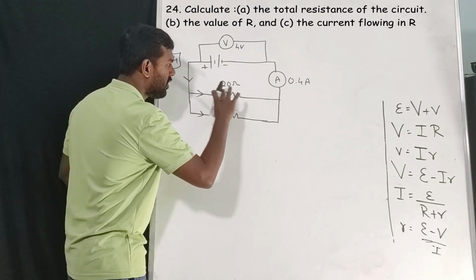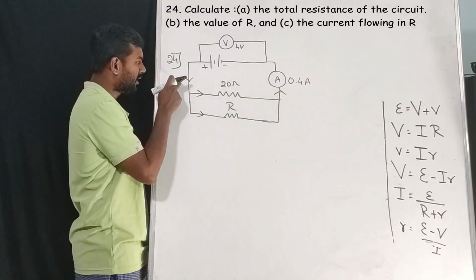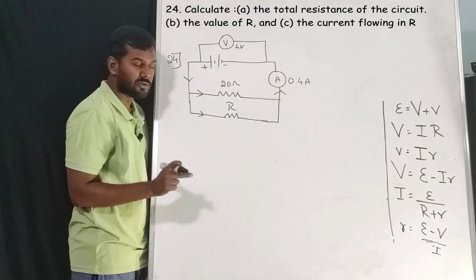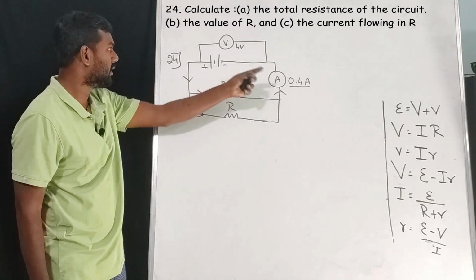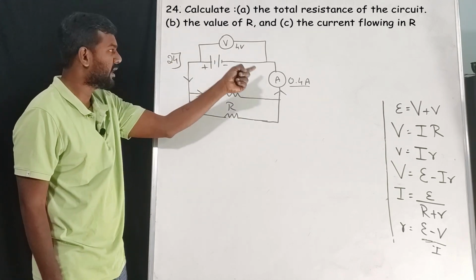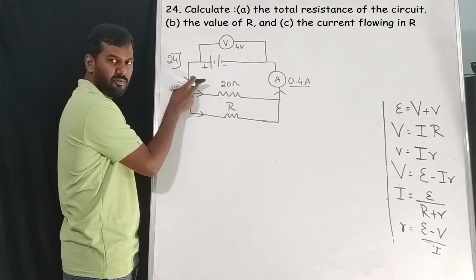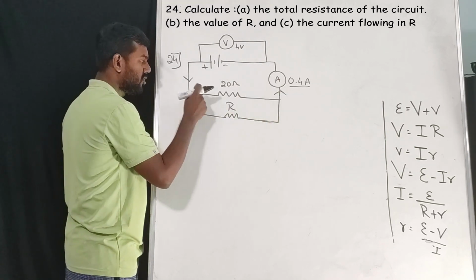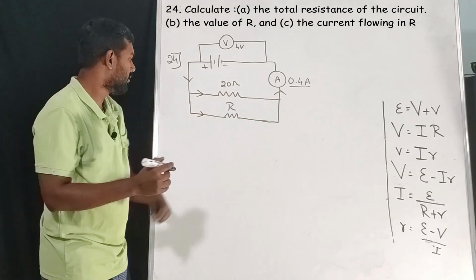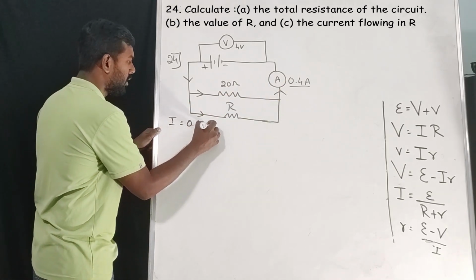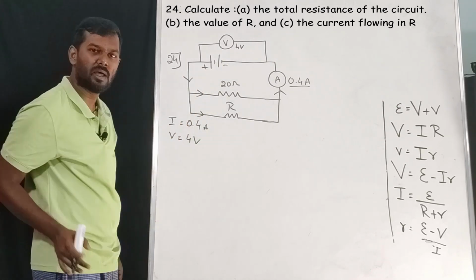Once it crosses these two paths and the current comes here, the same current we received here will be here. So what is the value given? 0.4. You can connect an ammeter to the positive terminal or the negative terminal, but it should be connected in series. Whatever current we receive here, we will receive the same current here also, once the divided current merges together. That is the concept. So the value of I is 0.4 ampere and V is equal to 4 volts. This 4 volts is nothing but the EMF only.